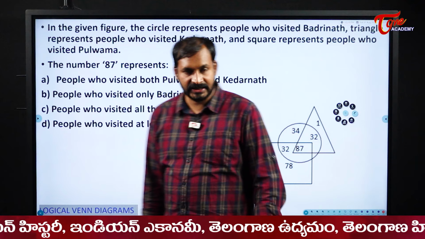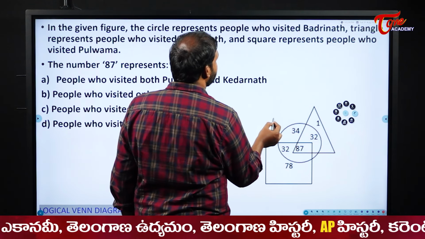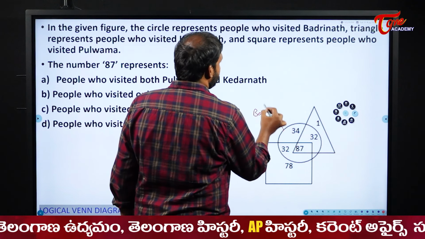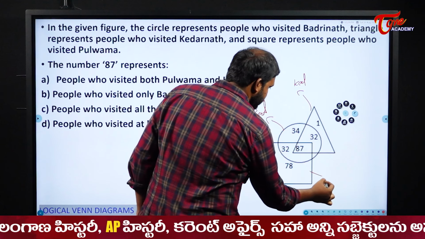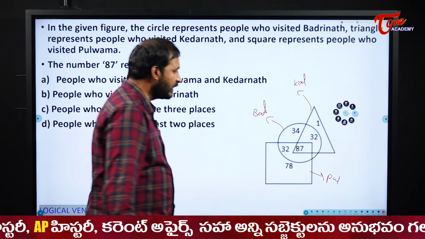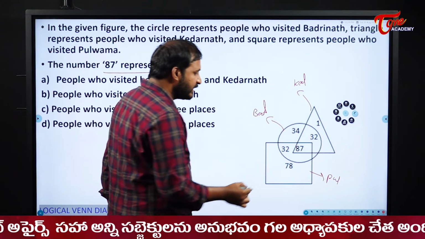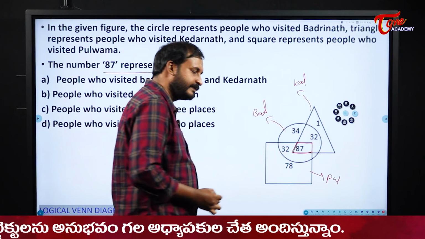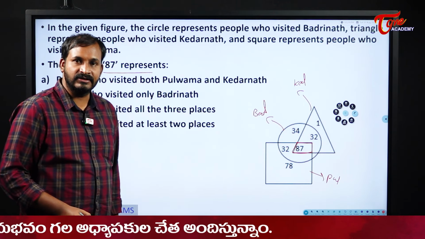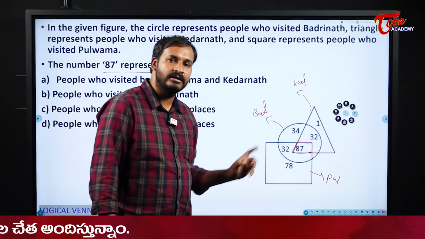Similarly, more or less the same question. Circle represents Badrinath, triangle represents Kedarnath, and square represents Pulwama. Right? What they are asking us is what the number 87 represents. Please see here, 87, students. This is the intersection portion of all the three. The people who visited Badrinath, Kedarnath and Pulwama.